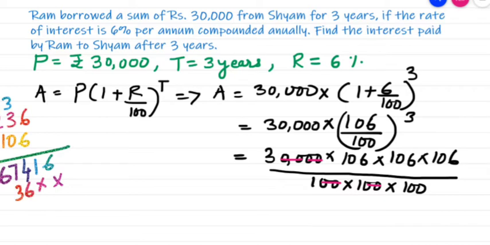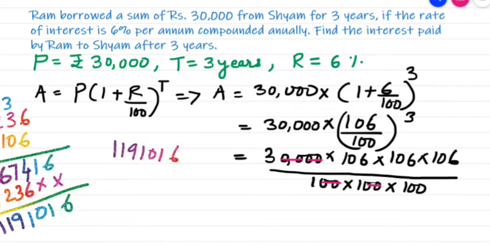1 3 is a 3, 1 2 is a 2, 1 1 is a 1 and 1 1 is a 1. Adding these, we get 1191016, and this multiplied by 3. So 6 3s are 18, 8 and carry 1. 3 1s are 3 and 1 is 4. 3 0s are 0. 3 1s are 3. 3 9s are 27, 2. 3 1s are 3 and 2 is 5. And 3 1s are 3.